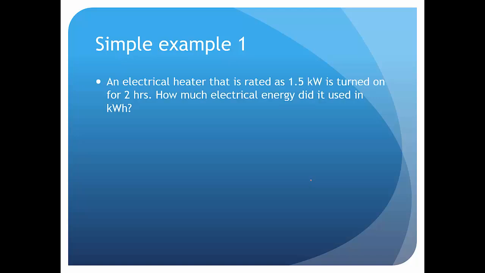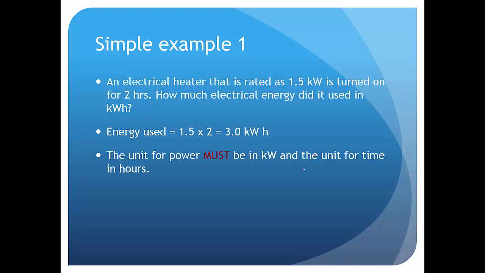So let's do simple example 1. An electrical heater rated at 1.5 kilowatt is turned on for 2 hours. How much electrical energy is used in kilowatt hour? This one is very simple. You just multiply 1.5 by 2 and it's 3.0 kilowatt hour. But take note that the unit for power must be in kilowatt and not in watts. The unit for time must be in hours.